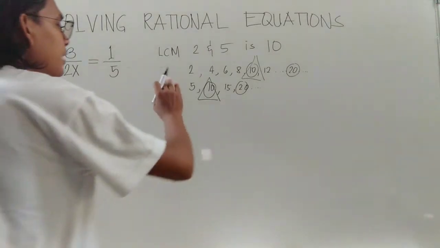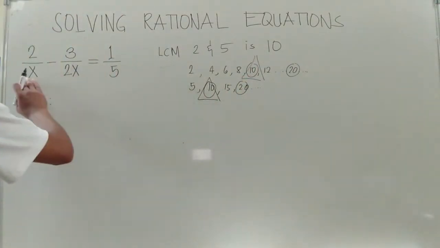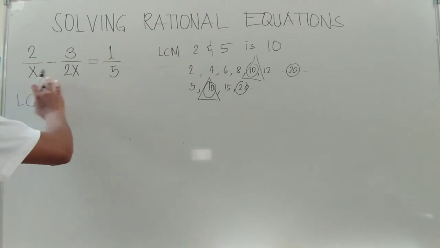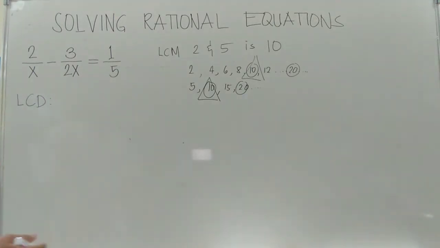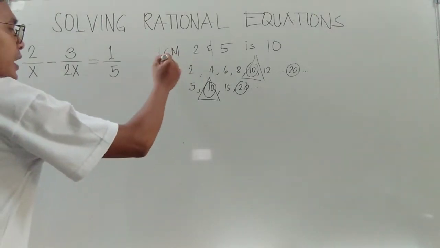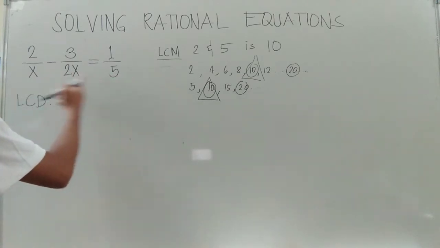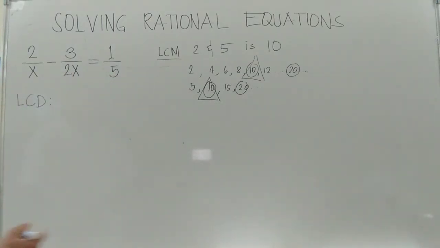When your LCM is used in computing the denominators of your fractions or your rational equation, it is known as the LCD, because we use this LCM to simplify your denominators. That is why it's known as the least common denominator instead of LCM, but they have the same concept, of course. Okay, so let us proceed.